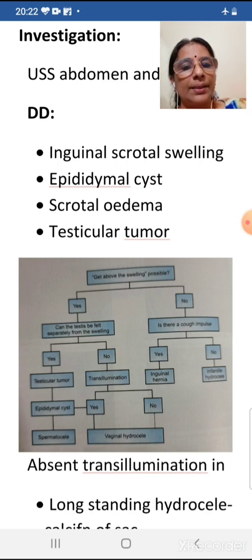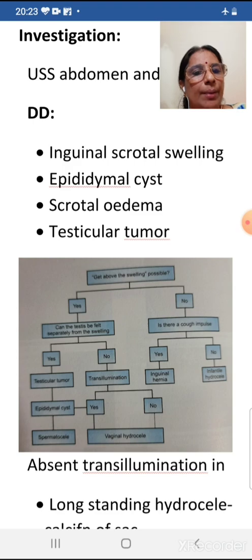Can the testis be felt separately from the swelling? Yes, that means it is a testicular tumor or epididymal cyst or spermatocele. And if you cannot separately feel the testis from the hydrocele swelling, that time you have to look for the transillumination test. If it is brilliantly transilluminant, it can be a vaginal hydrocele or an epididymal cyst. If it is not brilliantly transilluminant, it is a hydrocele which is long-standing or infected.